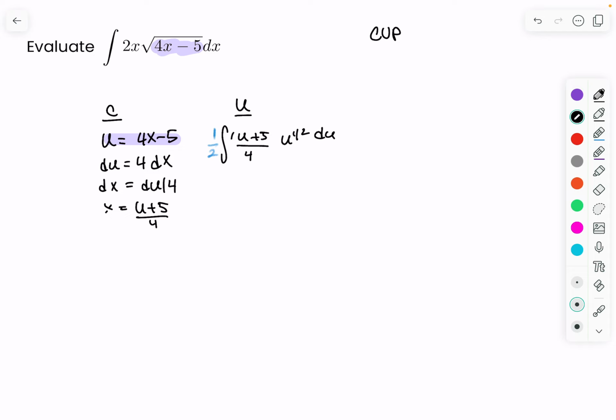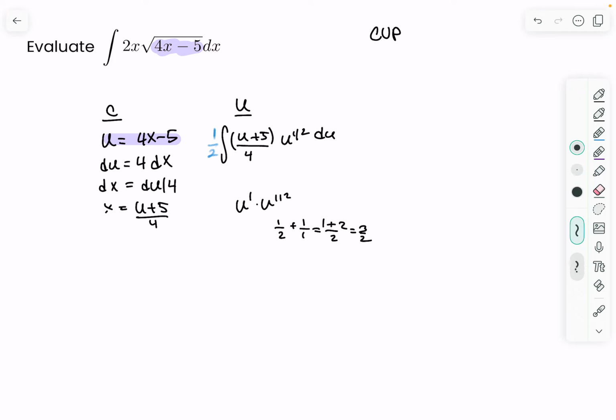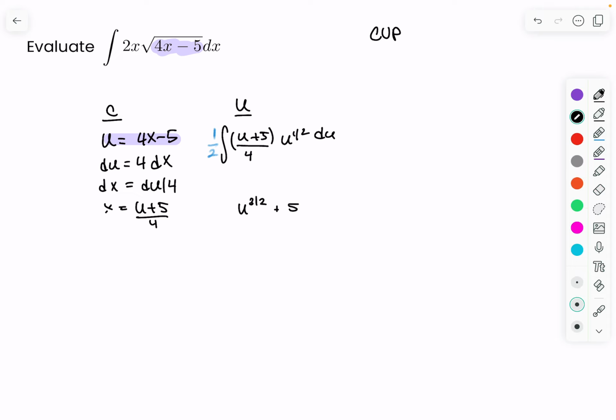So this would be u to the first times u to the 1/2. That's really just 1 plus 1/2, which is 3/2. So that's going to be u to the 3/2 plus 5u to the 1/2, all divided by 4, du, and then 1/2. Okay, and then you can take out this 1 over 4, so that becomes 1 over 8.